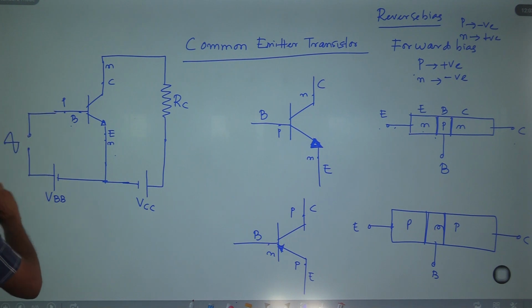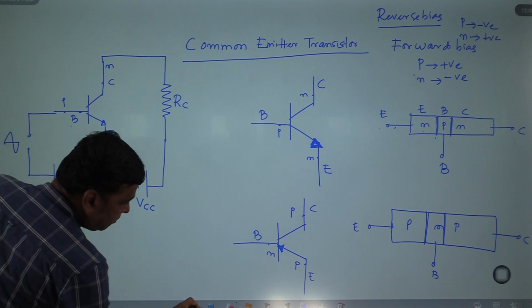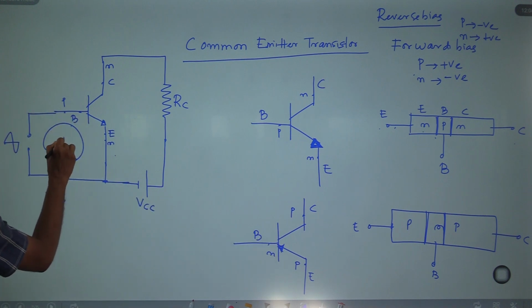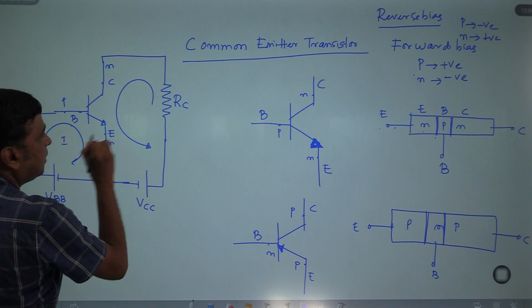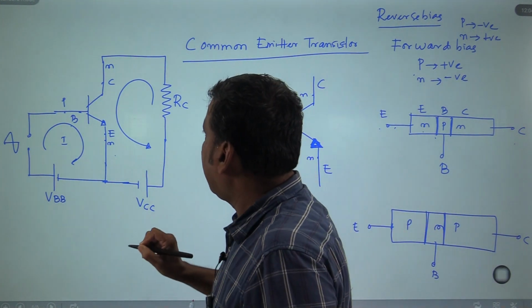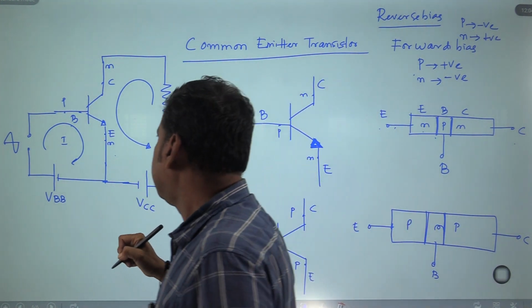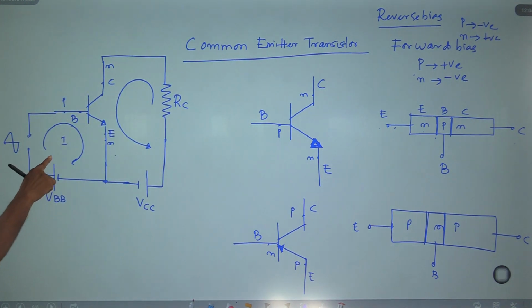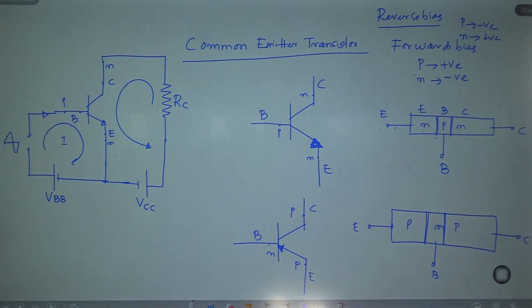Another thing: the current flows from positive to negative, like this. You must know through which branch the current is flowing and whether it is entering or leaving the branch. This is your base terminal. Look, this is the positive terminal and this is the negative terminal, and the current flows clockwise. Since this is your base, this is the base current, IB. This IB represents the base current.